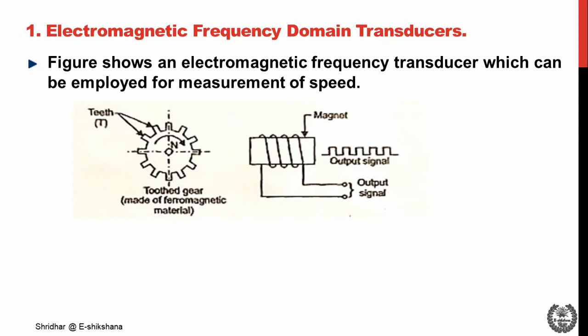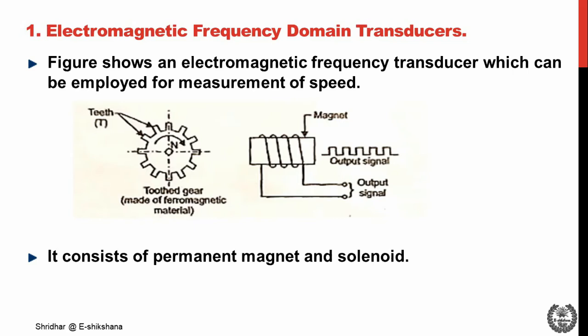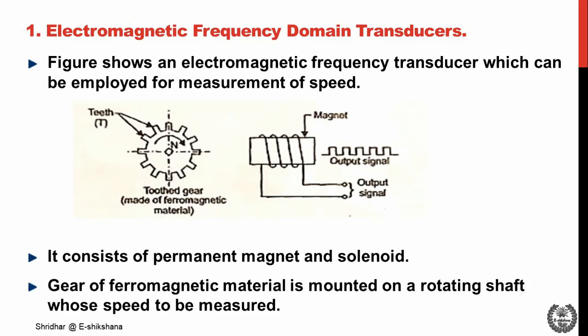The diagram shows an electromagnetic frequency transducer which can be employed for measurement of speed. It consists of a permanent magnet on a solenoid. A gear of ferromagnetic material is mounted on a rotating shaft whose speed is to be measured. As each gear tooth passes in front of the magnet, the gap length changes. Consequently, there is a change in flux density and a voltage pulse is induced in the coil. Pulse frequency equals speed n times the number of teeth t. The output is shown in the figure, which is a pulsated output. The pulse frequency is a measurement of the rotational speed.